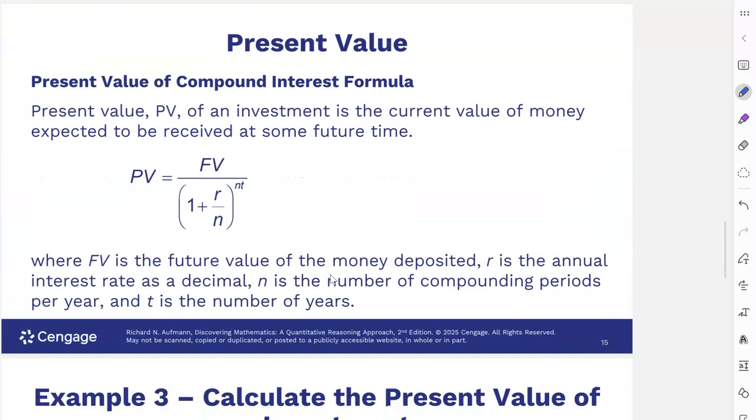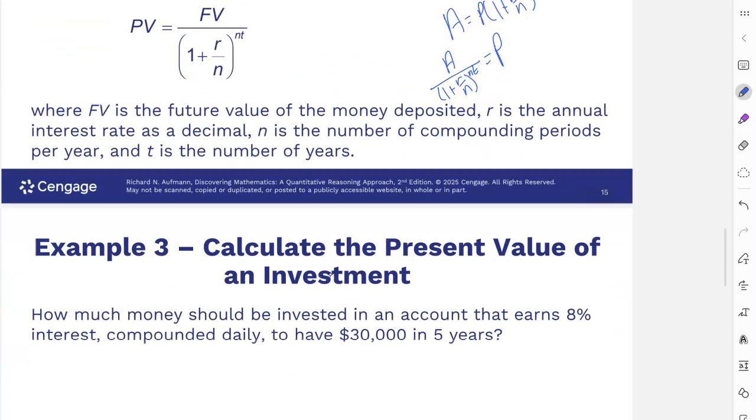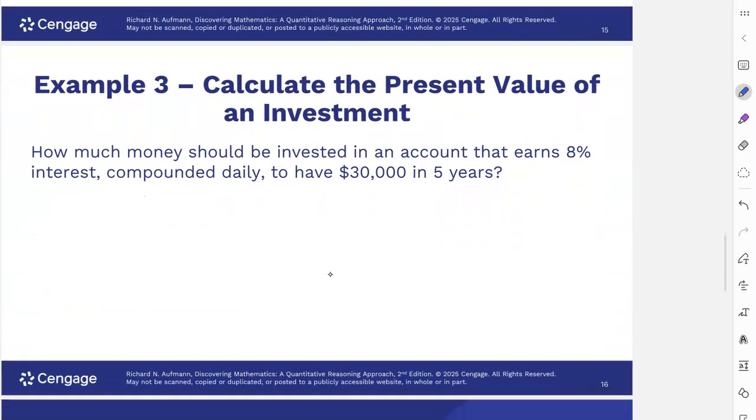So let's look at present value. Present value, if we rearrange that formula, A equals P times 1 plus R over N to the NT. We would want to get this guy by itself, and the opposite of multiplying would be dividing. So that's where that formula is coming from for present value. So let's look at an example.